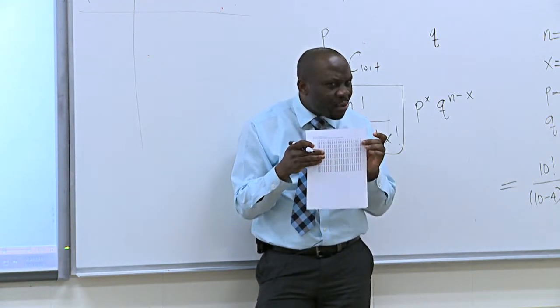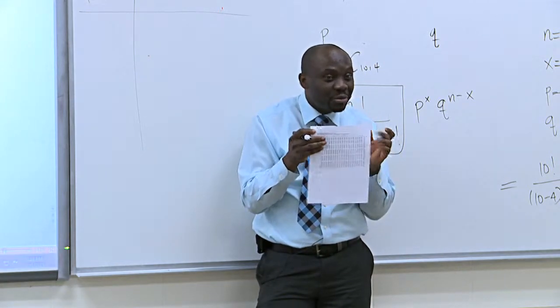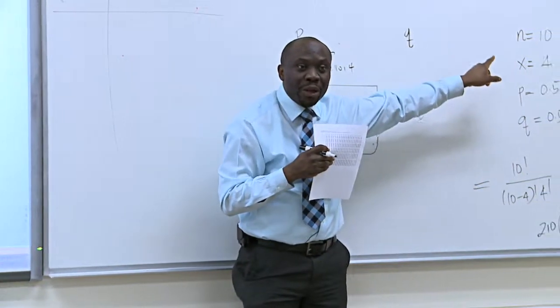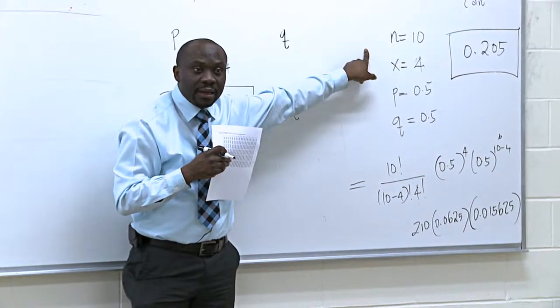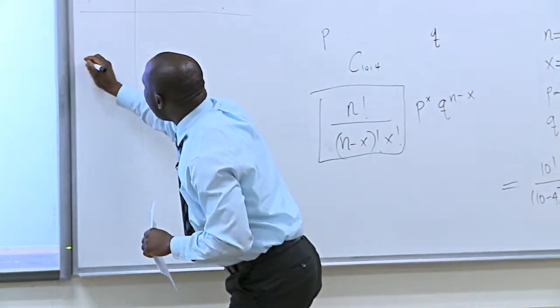So you notice on this table, Q is not even relevant. You don't need to know the Q to use this table. You remember this question here? What was N? 10. Therefore, on your table, look for 10.